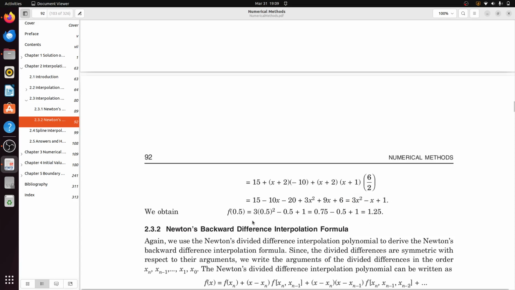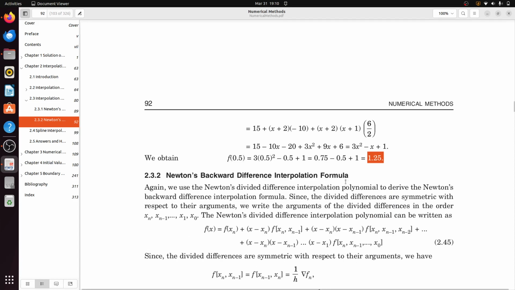So the answer is 0.75, 1.25. Is it okay, Priyanka? I got 1.25. Yes, sir. 1.25 or 0.25? I did a calculation mistake. Okay. Be careful with these calculation mistakes.